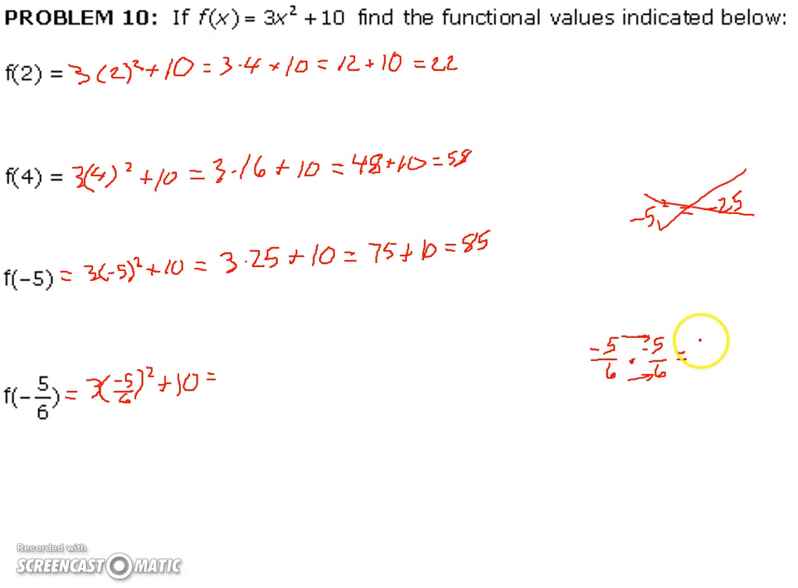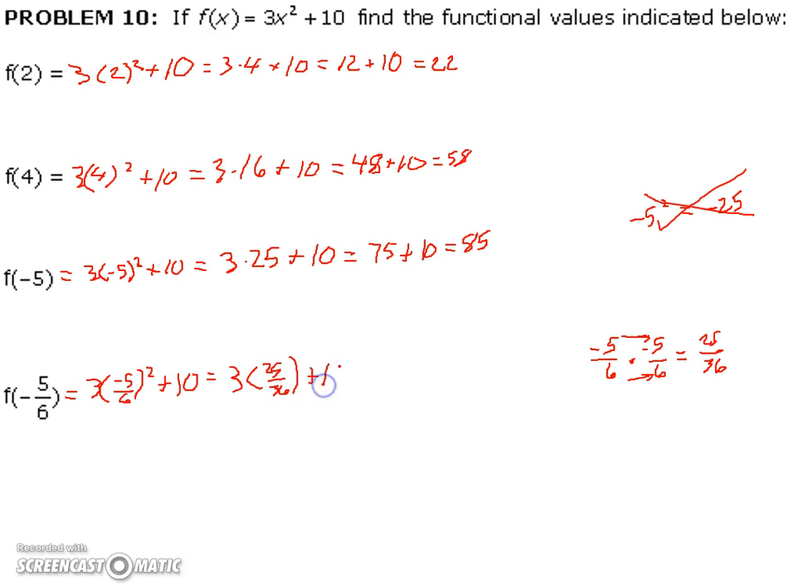So negative 5 times negative 5 is 25. And 6 times 6 is 36. So this would have a value of 25/36. Now, if that could be reduced, you'd want to reduce it. In this example, that cannot be reduced, so we're just going to leave it as that fraction.